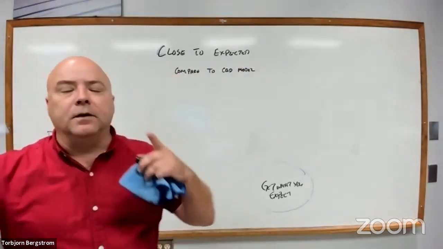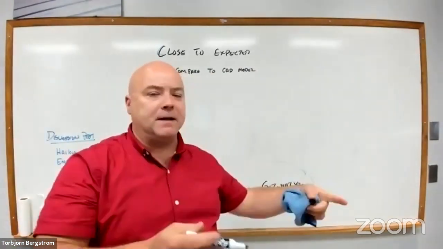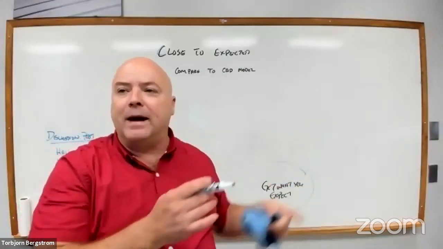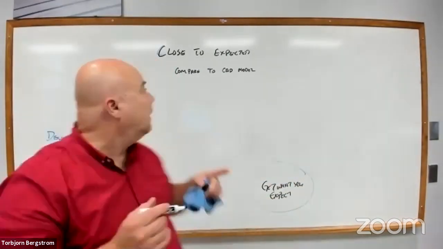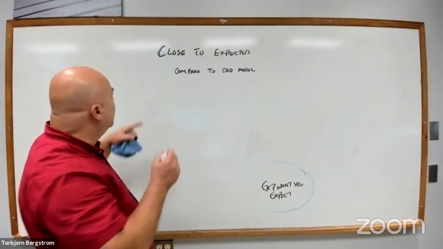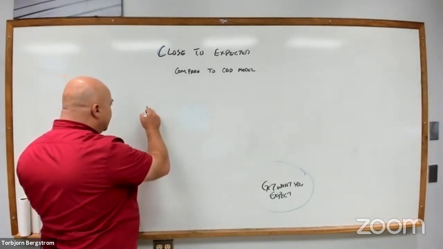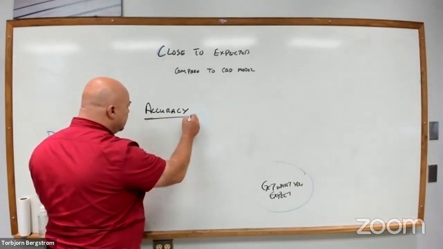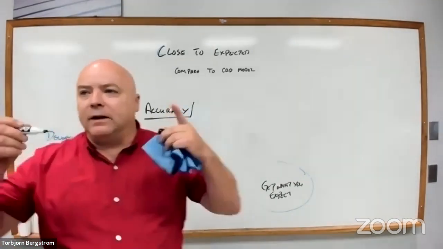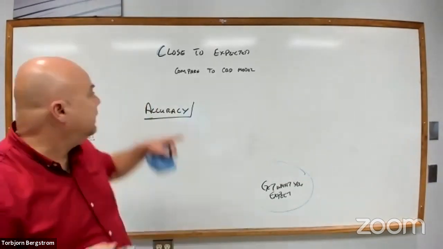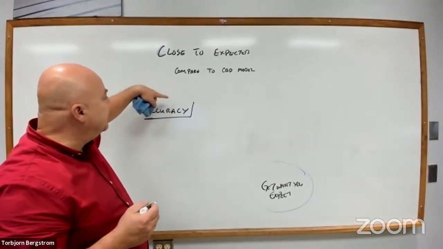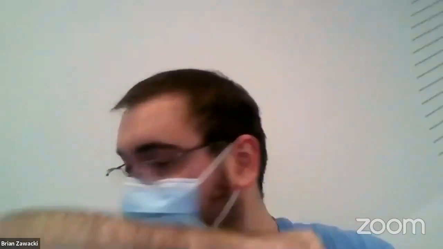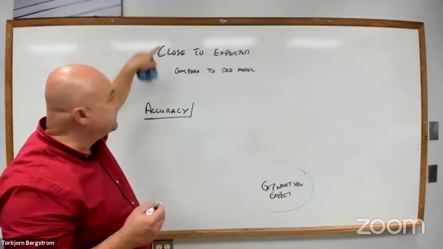And so in this sense, we have a specification, we're making a measurement to determine if we've met the specification. But what does the word accuracy actually mean? We may need accuracy to compare to a CAD model, but I don't think accuracy means compare to a CAD model. It may mean be close to the expected value.